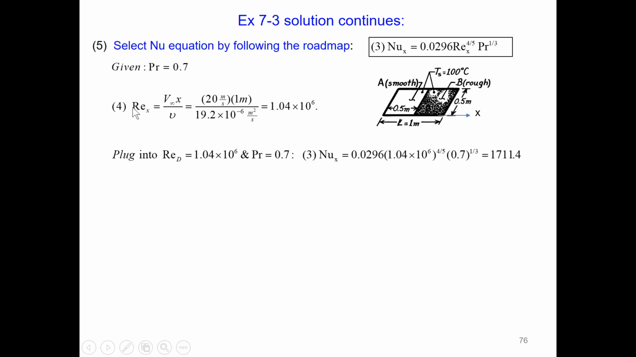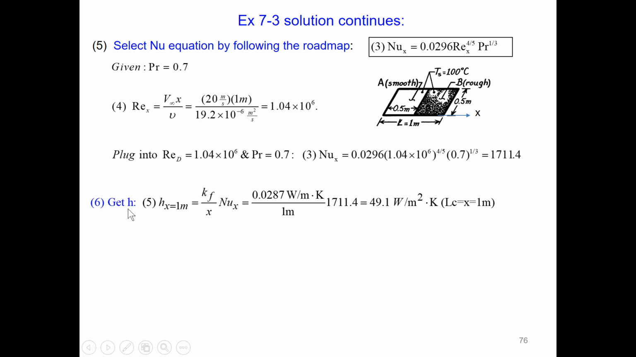Next, we're given the Prandtl number. We use equation 4 to calculate the local Reynolds number with V, x, viscosity. We get the Reynolds number value. Then we plug the Reynolds number and Prandtl number into equation 3 to get the local Nusselt number value.